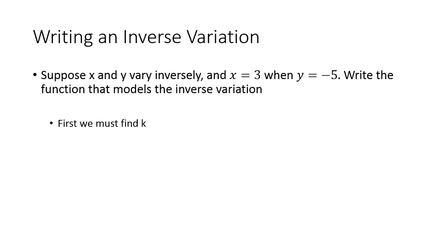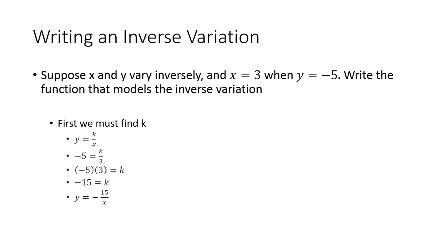Okay, so let's say we want to write one of these inverse variations. So we know that x and y vary inversely. And we know that x is equal to 3 when y is negative 15. And what we want to do is write the function that models this variation. Now remember, in our equation, it's y equals k over x, or xy equals k. So what we have to do first is find k.